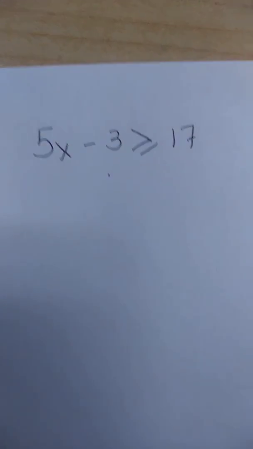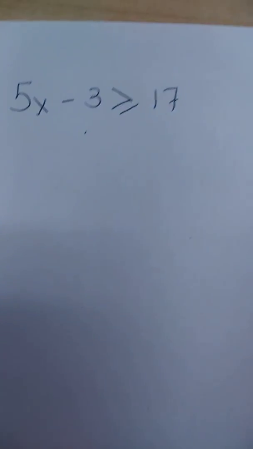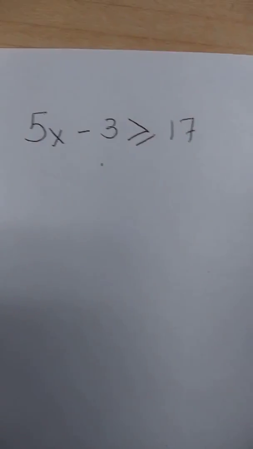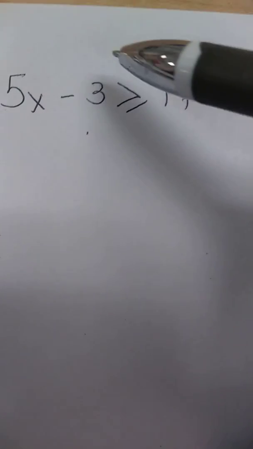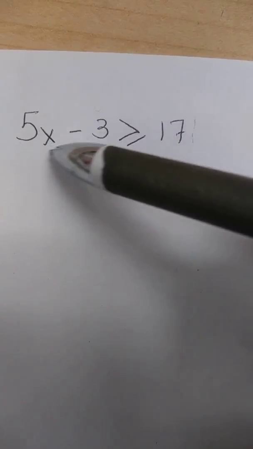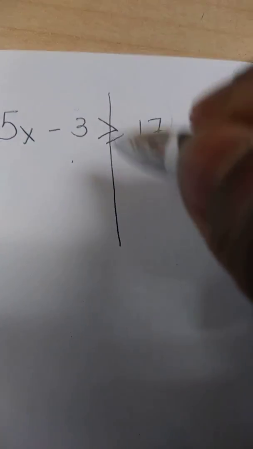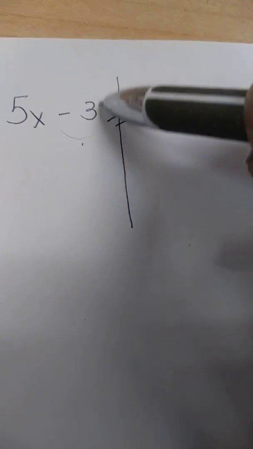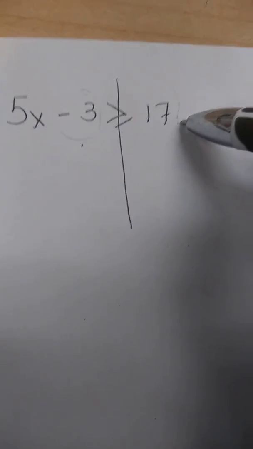Okay, so we have 5x minus 3 is greater than or equal to 17. So the first thing we want to do is to combine like terms. We want to put the numbers together, and the numbers are -3 and 17. Okay, the goal is to isolate x. So the first thing we're going to do is perform inverse operation. We want to move -3 to the other side. So the opposite of negative is positive, so we're going to add 3 on both sides. It's going to be positive 3.